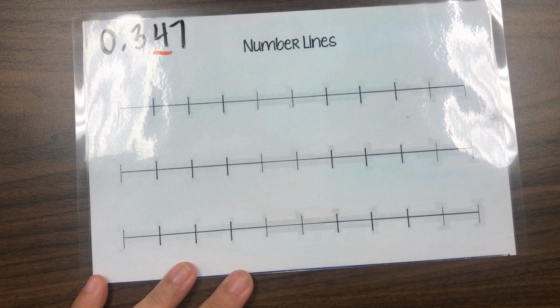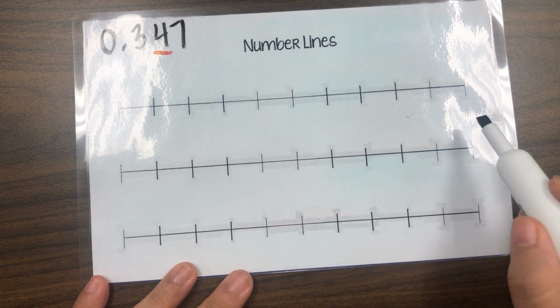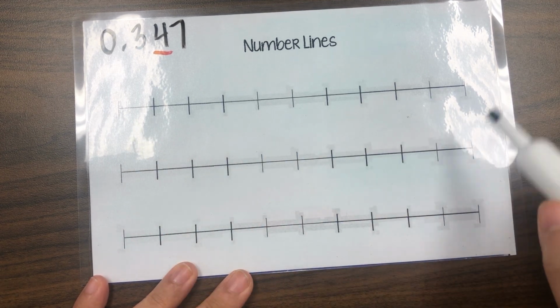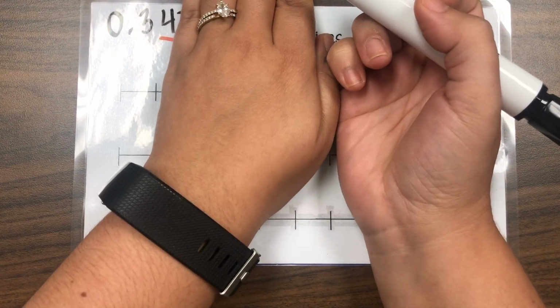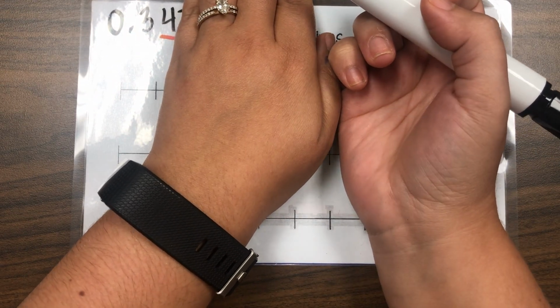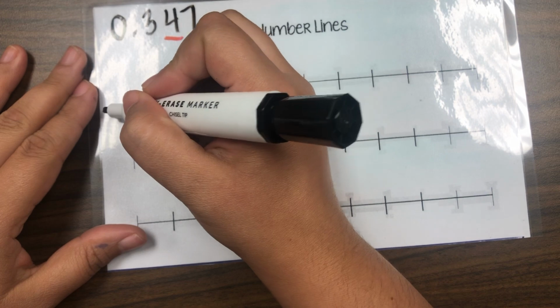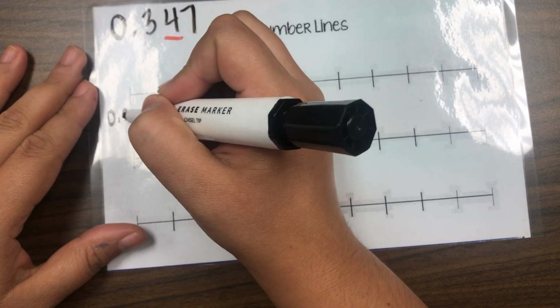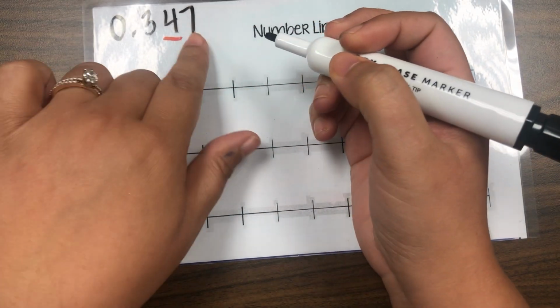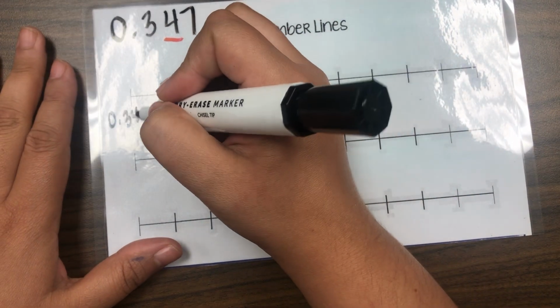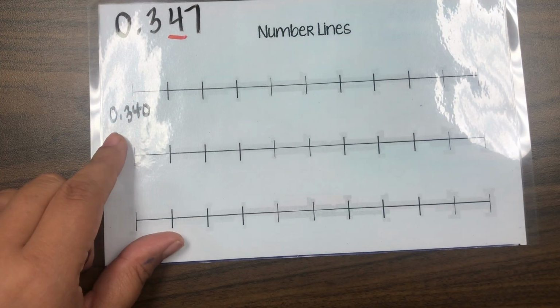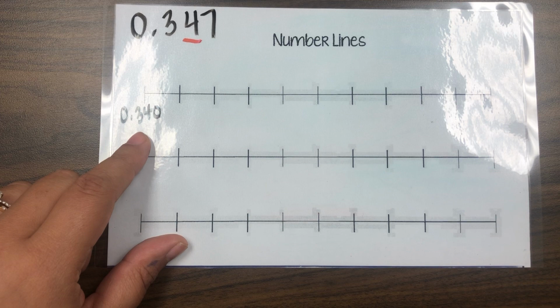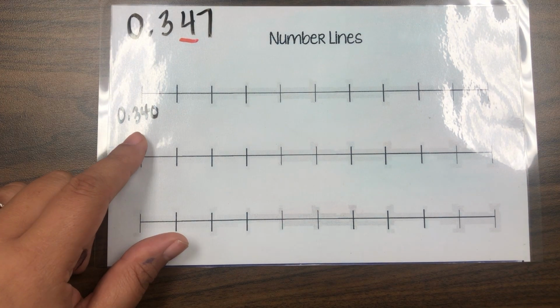So I'm going to use a number line to write the number that I have here, okay? So I have 0 and 34. Now I'm going to drop that 7 and I'm going to put a 0 instead. So 0 and 340 thousandths, okay?